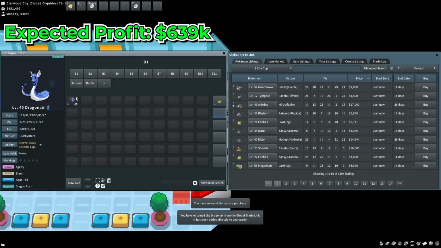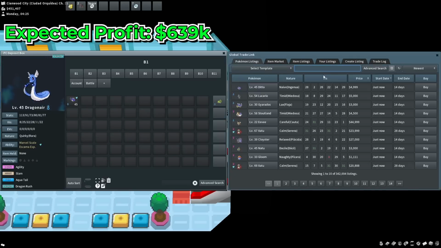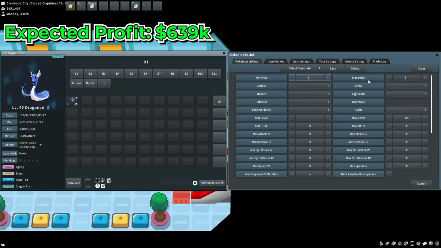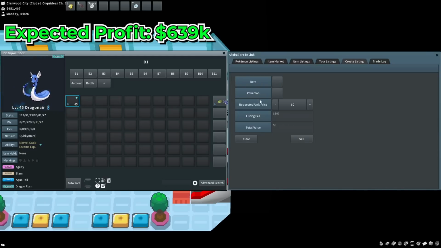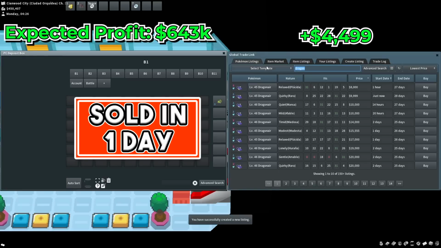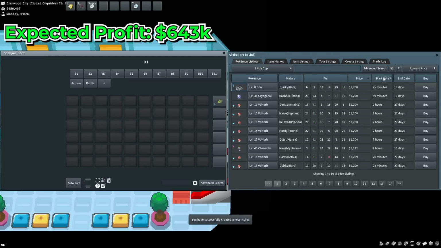Now Dragonair, just by having the hidden ability, it goes for a higher price than if it had only one of the 31 IVs without it. So we'll be pricing it like this: Dragon, hidden ability, and at least one of these. And we can see that it goes for around 10k. So we put ours at 10k. And the hidden ability is important for PvP.